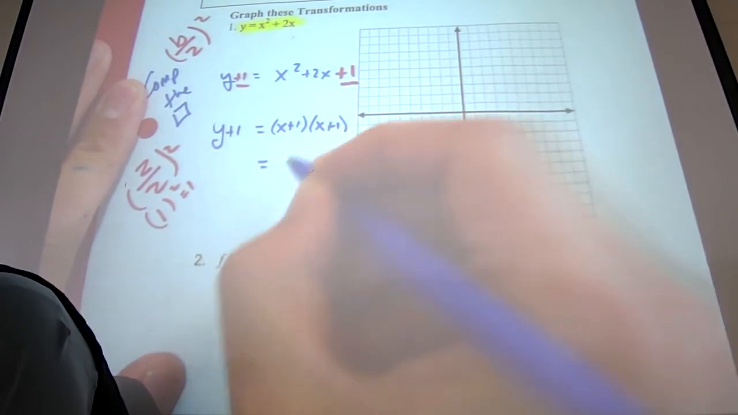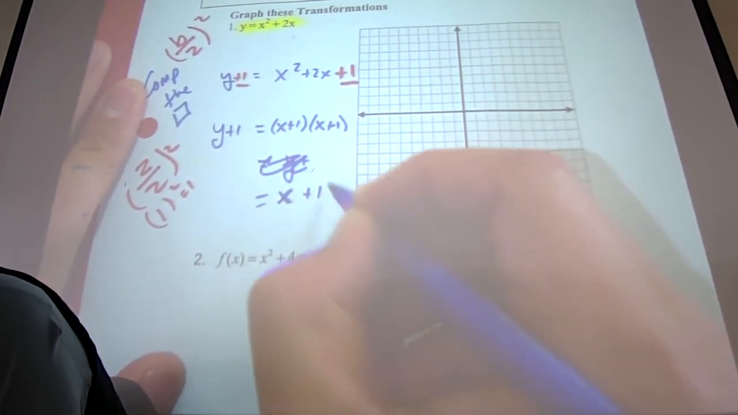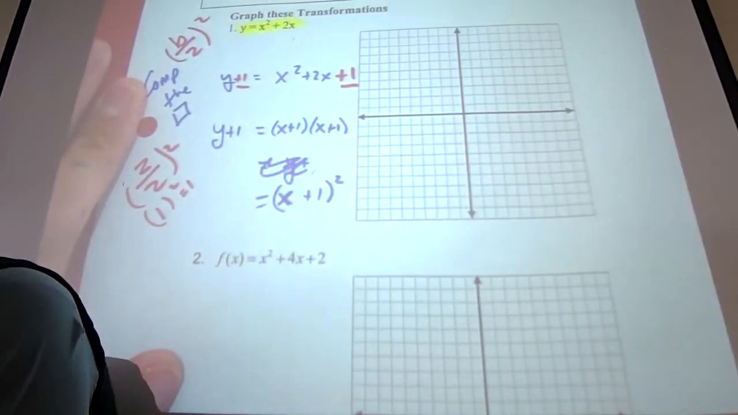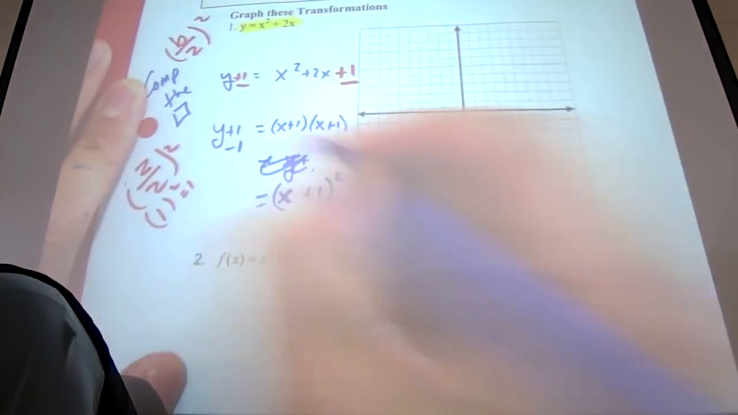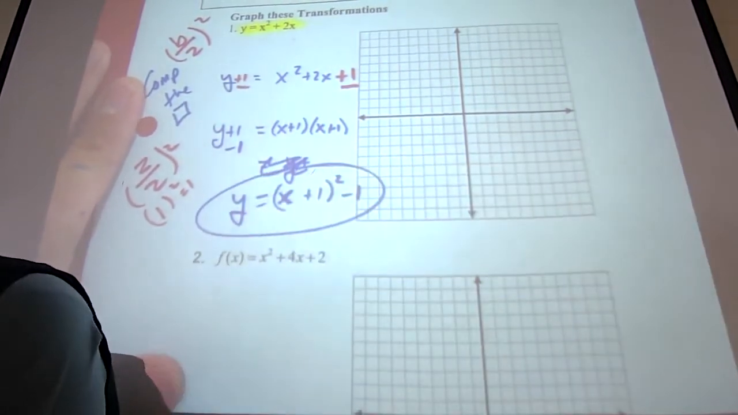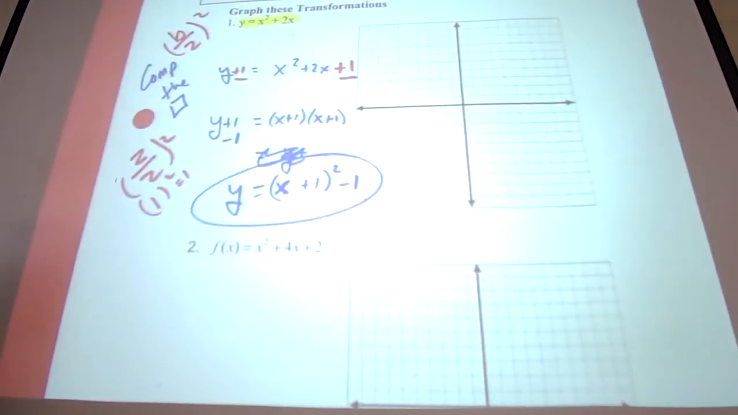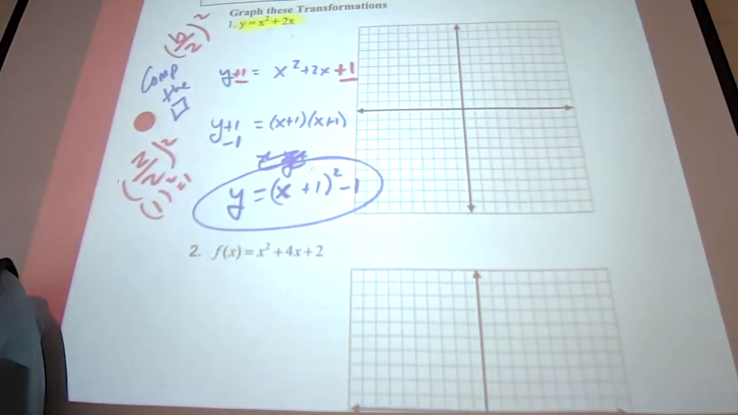Now I usually go right to this step, x plus 1 quantity squared. Okay? Now the last step, go ahead and subtract the 1 over. So I get y equals x plus 1 quantity squared minus 1. Right? So we graph it.